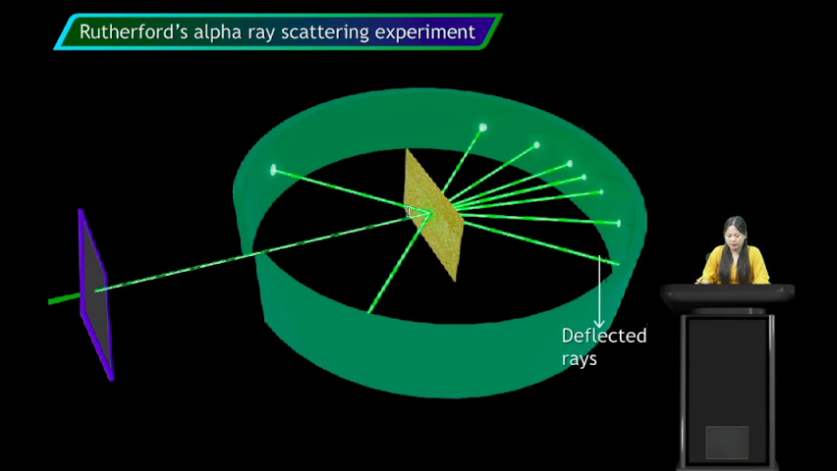Yes, students, some are deflected and some are non-deflected. Some of the alpha rays were rebounded. So this was what was observed in the alpha ray scattering experiment by Rutherford. When alpha rays were made to fall on this gold foil, he observed that some of the alpha rays travel in a straight line, some got deflected, and some rebounded.